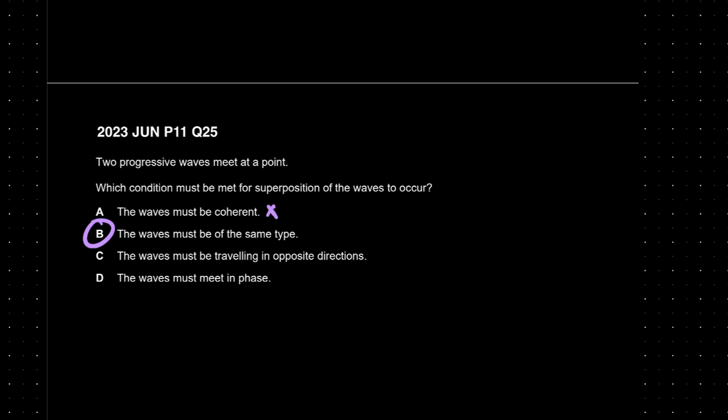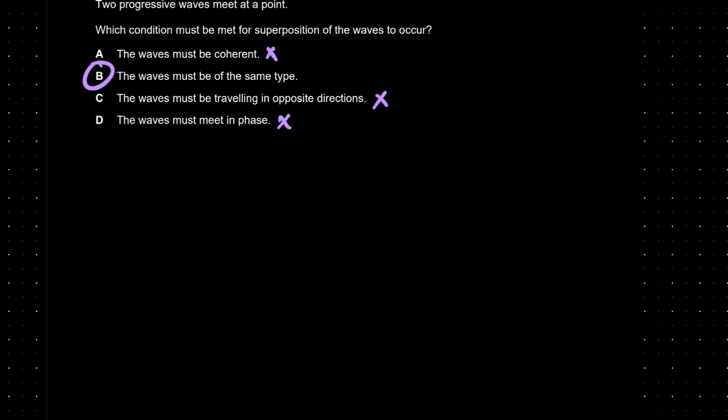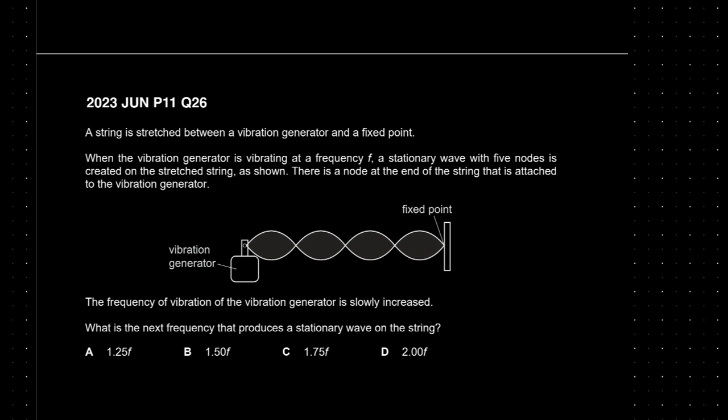Coherence is a condition for interference. Waves must be traveling in opposite directions is a condition for stationary waves. Waves must meet in phase is a case for a certain type of interference, a certain case known as constructive interference. Just superposition just needs waves to be of the same type.